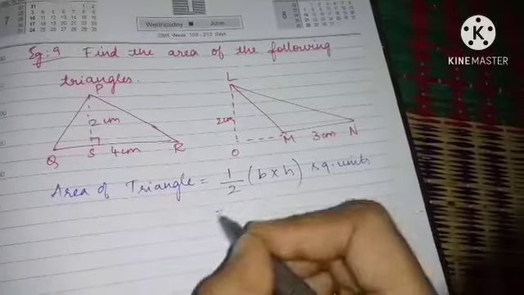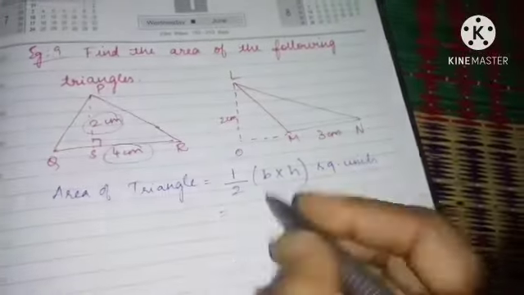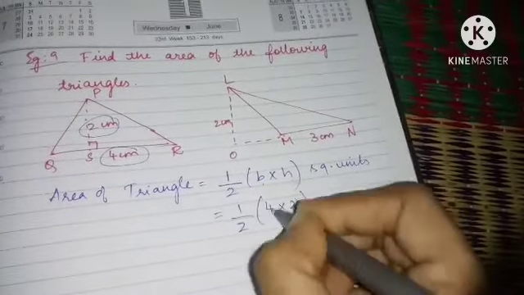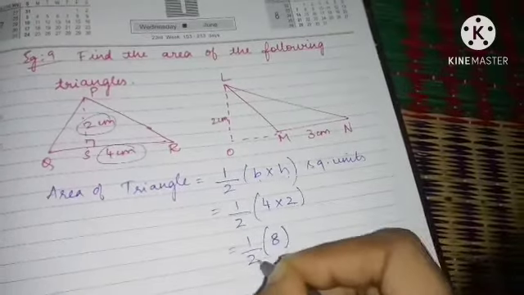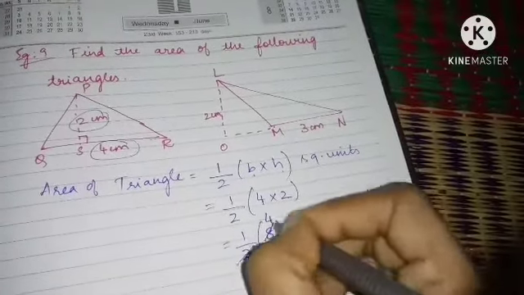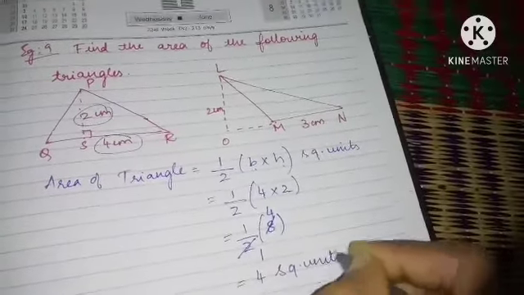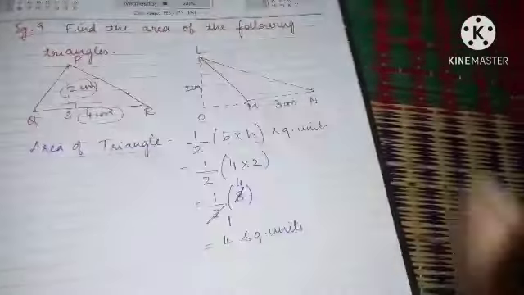Correct? So what is base here? 4 centimeter. What is height? 2. So 1 by 2 into 4 into 2. Correct? Base into height. 1 by 2 into 4 2s are 8. So 2 1s are 2, 2 4s are 8. So answer is 4 square units. 4 square units is the area of the first triangle.